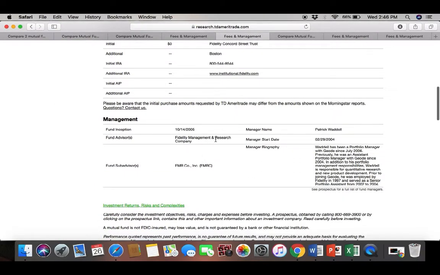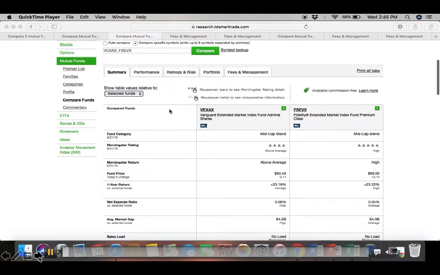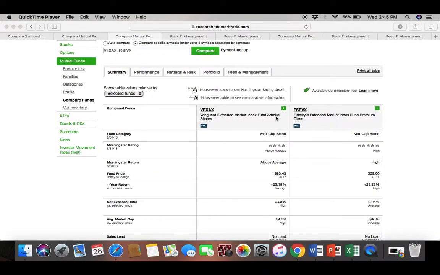We're looking at the Fidelity. Again, it's Patrick Waddell, the same as the previous one with Fidelity, and he's been with this fund as a manager since 2004, so a little longer than the previous Fidelity one, but still not as long as the Vanguard one. The last one we're going to look at is the Vanguard Market Extend.